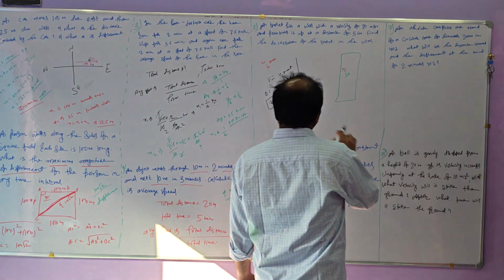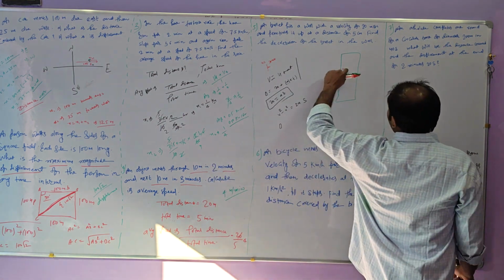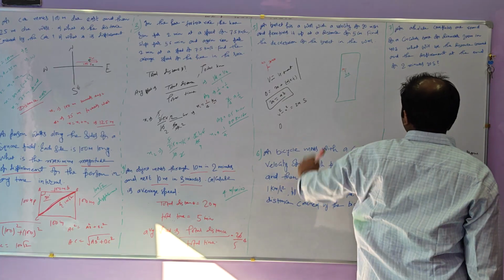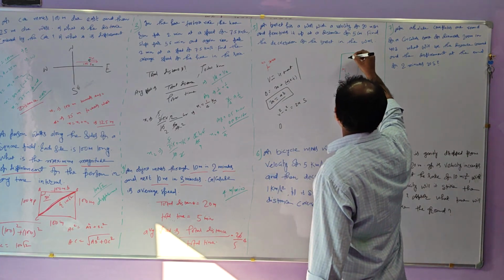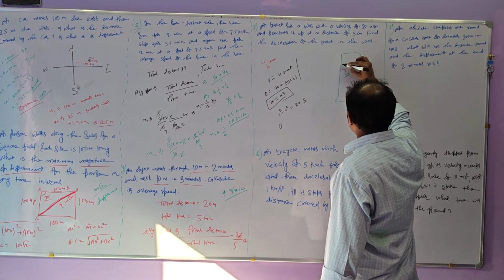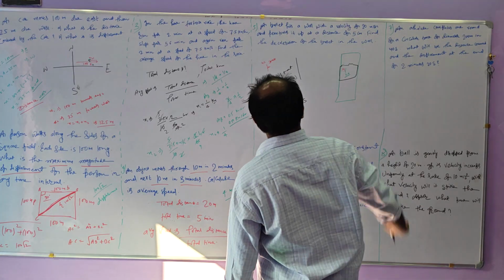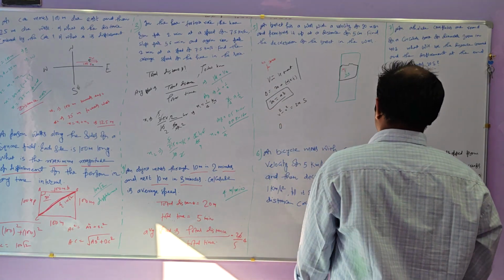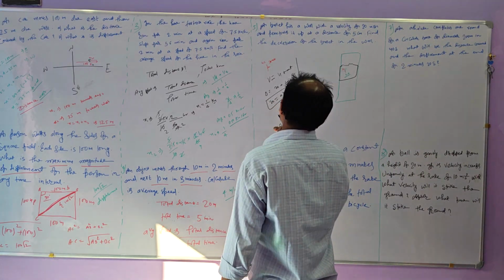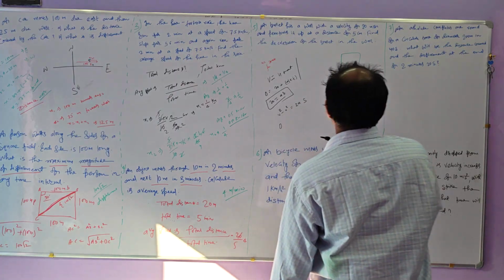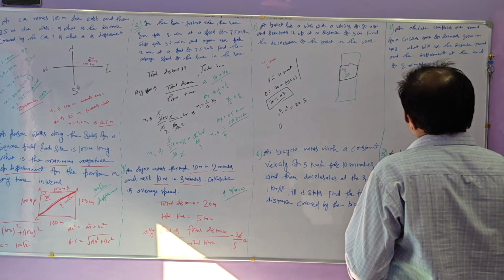Finally, the bullet stops at a distance of 5 centimeters inside the wall. At a distance of 5 centimeters inside the wall, v becomes 0. The final velocity becomes 0 and the bullet is going to stop at this position.